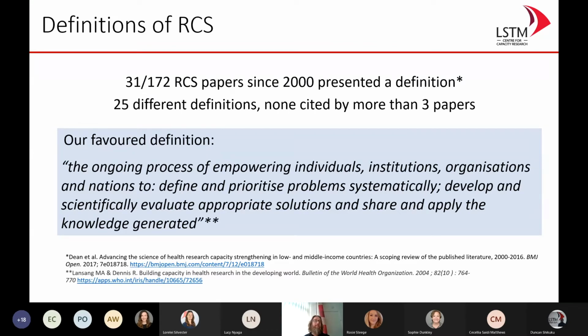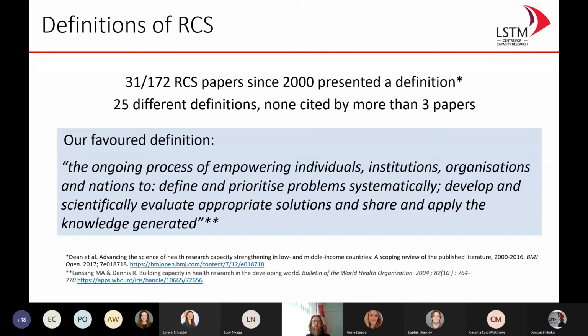But what I'm presenting here is perhaps a favoured definition that we use at the Centre for Capacity Research. Let me just briefly read it out. So the ongoing process of empowering individuals, institutions, organisations and nations to define and prioritise problems systematically, to develop and scientifically evaluate appropriate solutions, and to share and apply the knowledge generated.